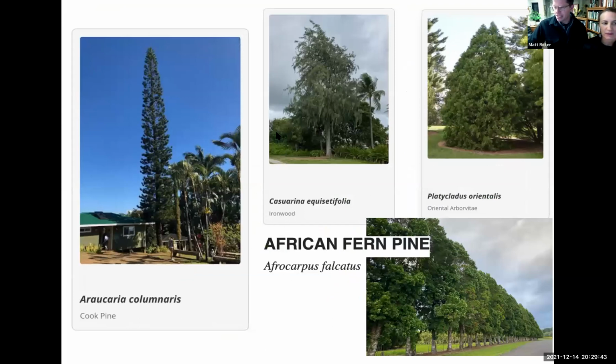And I'm going to put Casuarina here, which is ironwood. I think you just called it Australian pine, Pat. It goes by a number of common names. A lot of people look at it and it looks like a pine tree in the distance, although it's not a pine tree.